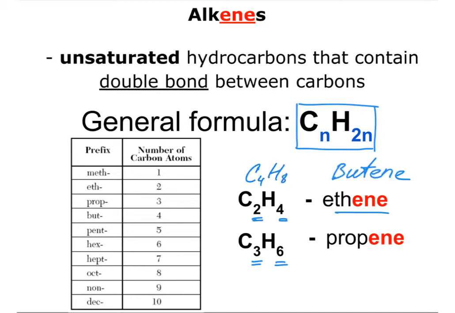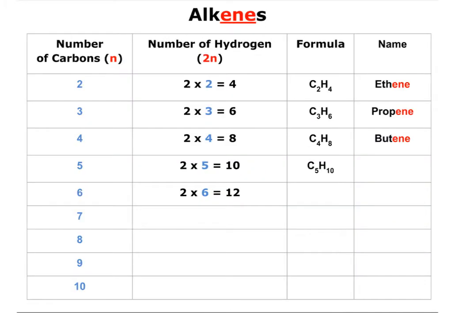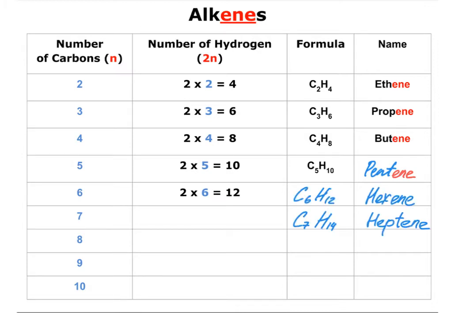The name once again tells us all about this compound. The prefix tells us the amount of carbons in the molecule, and the ending "-ene" tells us that there is a double bond between carbons in its structure. Let's name this alkene that has 5 carbons in it. Pent, the prefix that indicates 5 carbons, and the ending "-ene" that tells us that there is a double bond in it: pentene. Over here, hexene, heptene, and so on.